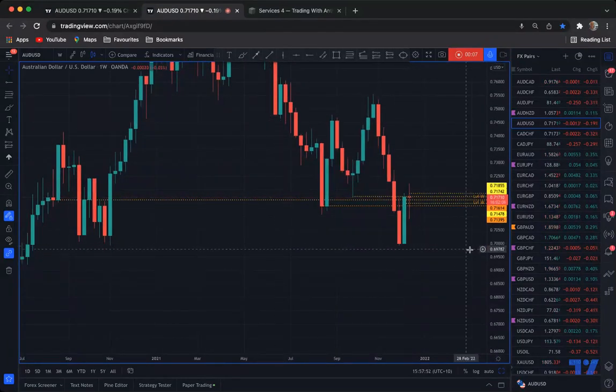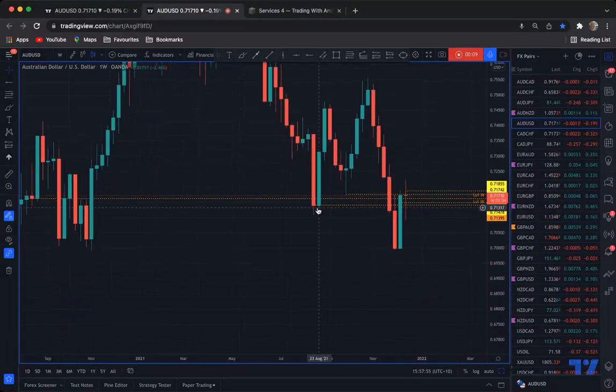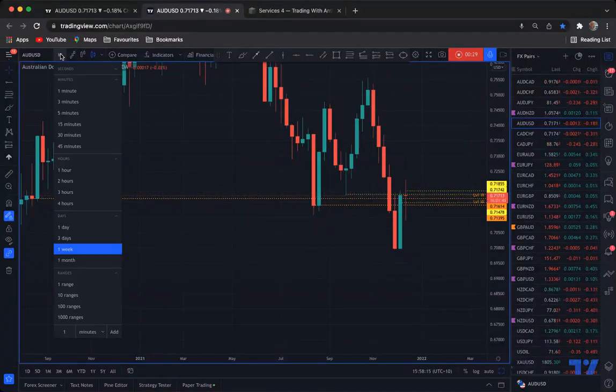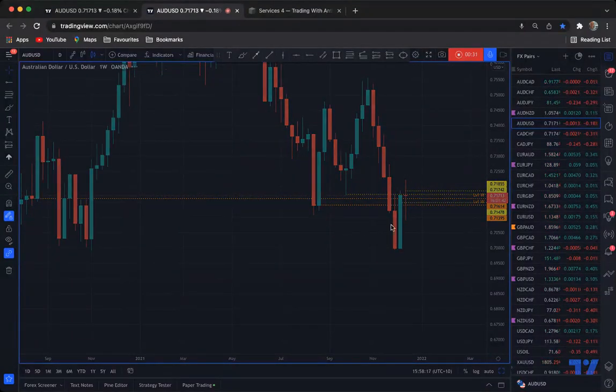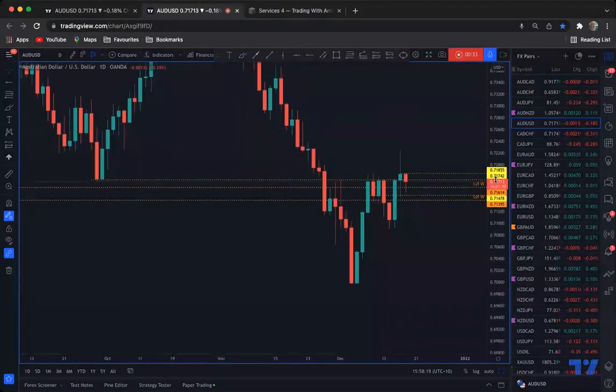I'm just taking a look at the Aussie dollar paired with the US dollar at the moment. Got it open on a weekly chart, and I've just had a look over here left, and we have some key levels where this is currently trading. You can see the golden or bronze colored dotted lines. They're the weekly pivot points, and if we go down to a daily chart, the yellow are my daily.